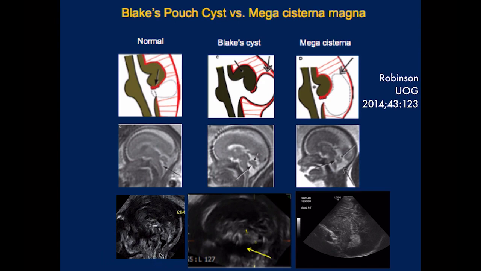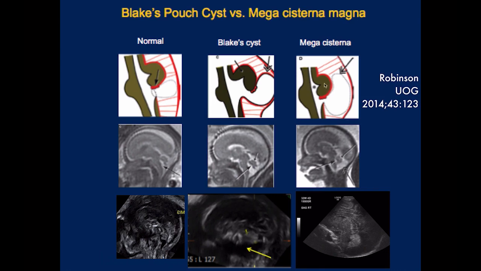This fetus has been rotated to be sitting straight up like routine MRs. Here's a Blake's pouch cyst that pulls it out and rotates that vermis, and there's the fourth ventricle. And here you can see this is rotated out on this MRI with this cisterna magna. And then here's another on ultrasound, with the vermis being pulled out, and here's the Blake's pouch.